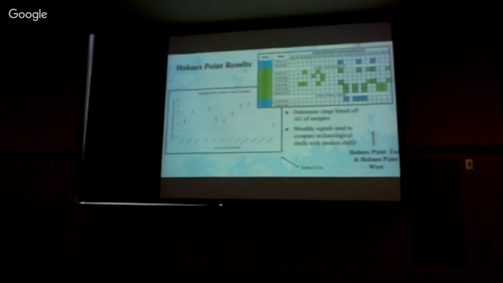So you compare the archaeological samples to the known ranges, and here we have a little bit of overlap, and that's because the ranges themselves overlap, but still, without including the overlapped ones, we have a very warm water signal suggestive of summer occupation, which again falls in line with the hypothesis. Going to Holmes Point East, we have a very similar situation with a little bit of overlap with the cooler months and the warmer months, but again, suggestive of an overall summer occupation.